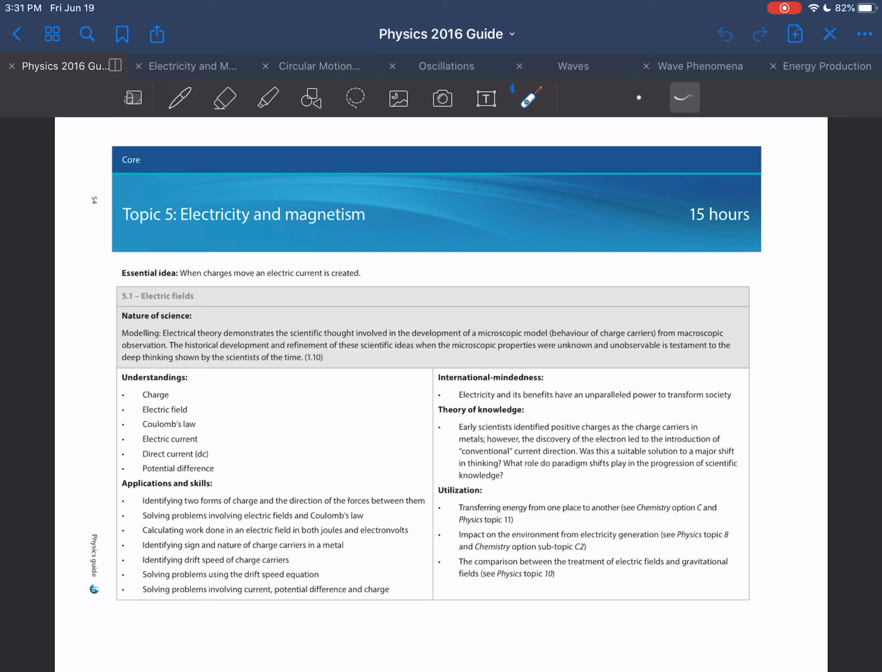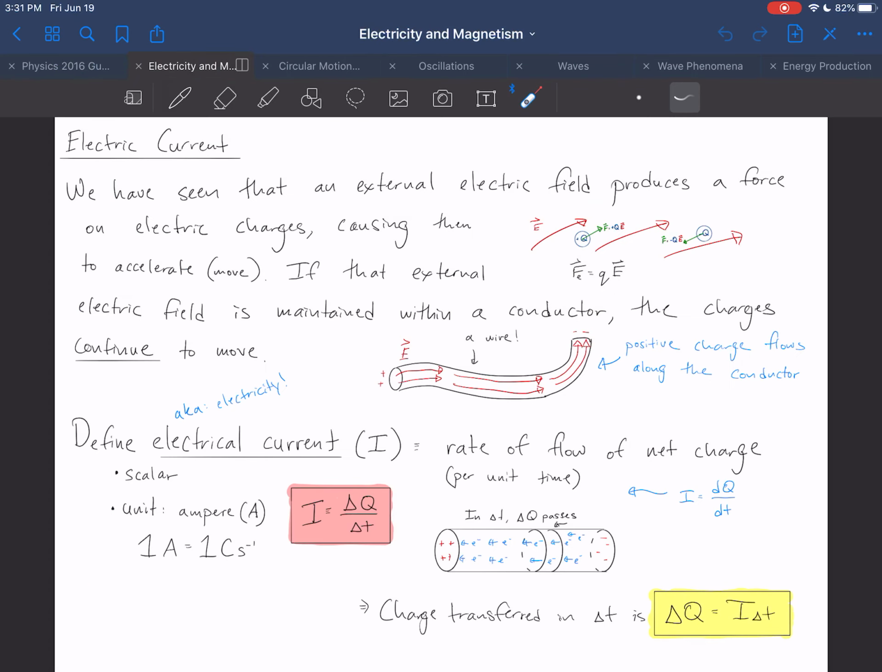Hello everyone. In this video, we'll continue to examine topic 5.1 electric fields, and in particular, we will begin to examine electric current. Okay, so up to this point, we have been primarily concerned with what is known physically as electrostatics, where electrostatics means that the charges aren't moving. Static means unchanging. In this case, it means not moving. We are going to begin to transition into what is known as electrodynamics, so moving charges, okay?